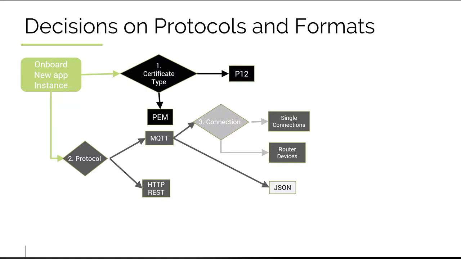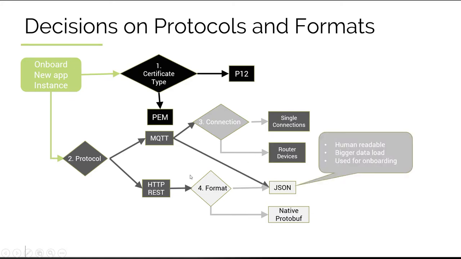HTTP REST has the advantage that you can select a format. You can either use JSON or you can use native protobuf. The advantage of JSON, of course, is that it is human readable, but it has a bigger data load. So as you exchange text here, there are more bytes that you send over the network. But it is also used for onboarding, so you have already implemented some JSON analyzing and writing functionality.